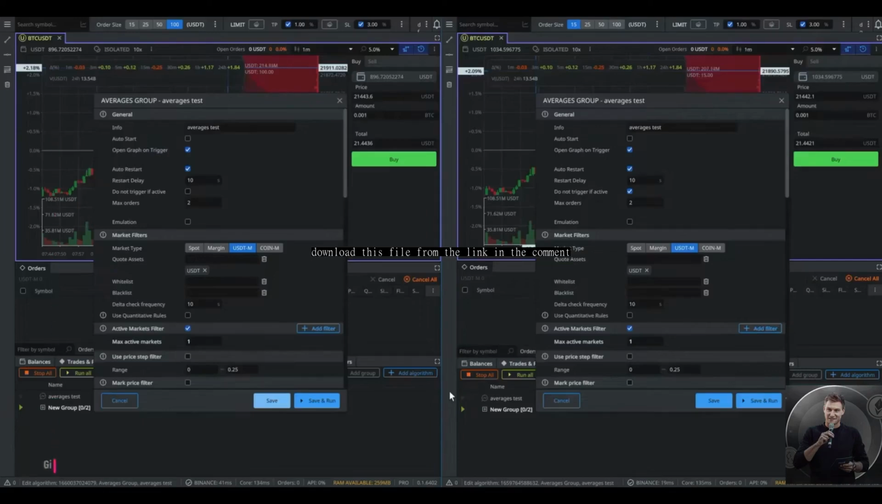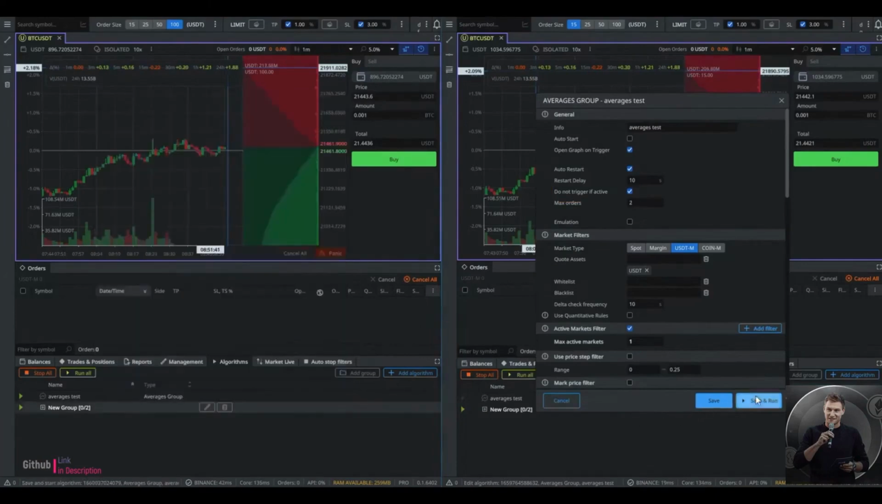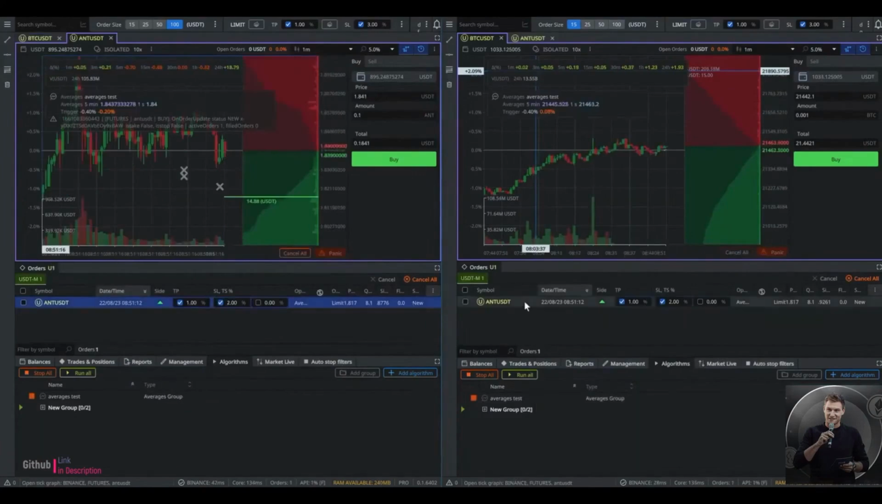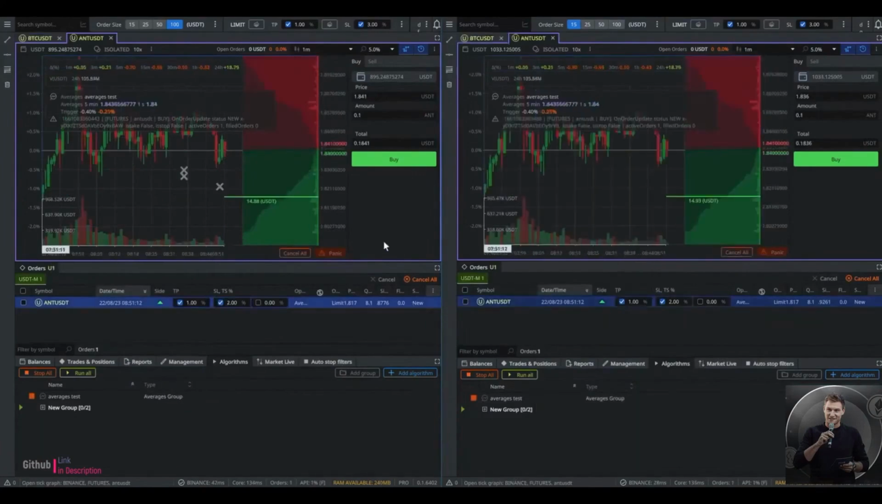Do not trigger effective does not trigger algorithms in the markets that already have placed orders or positions opened by this algorithm. Now let's run two algorithms with identical settings. On the left we have disabled do not trigger effective, on the right it's enabled. Let's wait for triggering. And so the trigger is executed. Let's wait for the second triggering after 10 seconds.